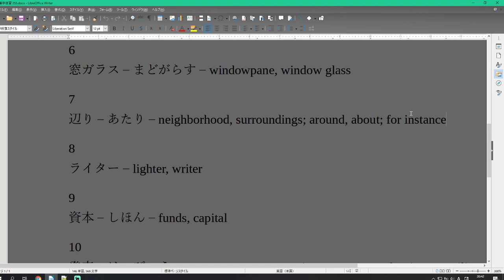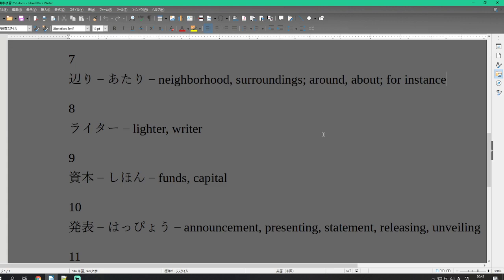Atari is your neighborhood or surroundings. Can also be, for example, neighborhoods or surroundings, or for example. Number 8 is raita, which is a lighter or a writer.